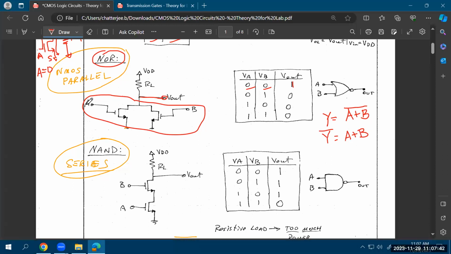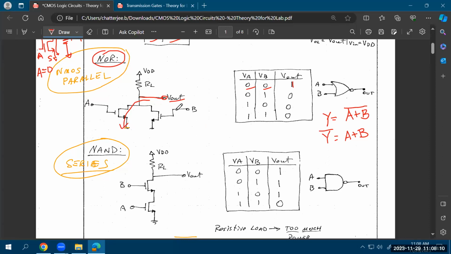So first, you are interested in knowing what makes your output equal to 0, what makes your Vout equal to 0. And if you put these two NMOSes in parallel, when any of these NMOSes are on, if the gate voltage is high for any of these NMOSes, the output will discharge through that NMOS. So let's just say that the NMOS which is connected to A is on. Then the output will discharge through this path.